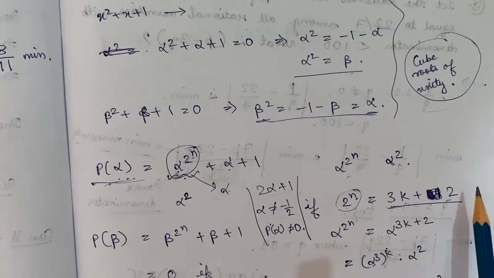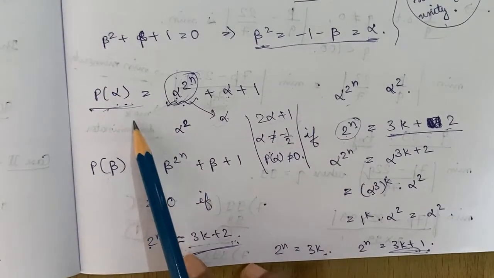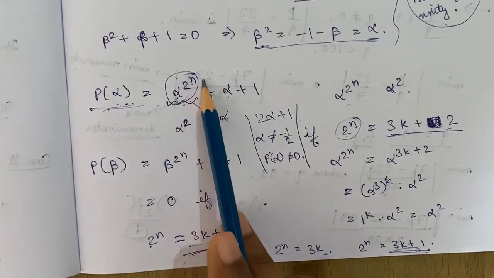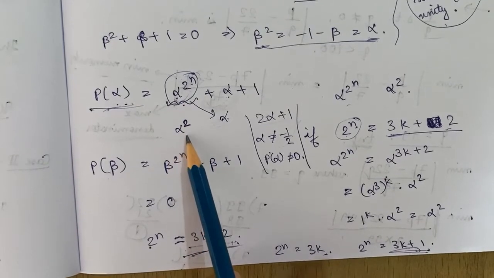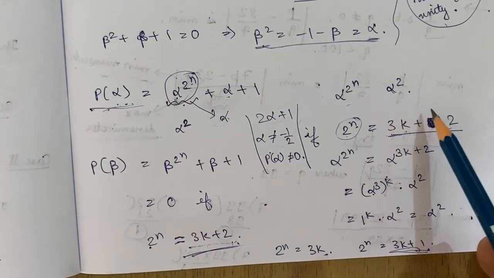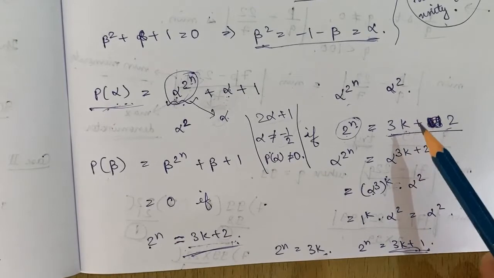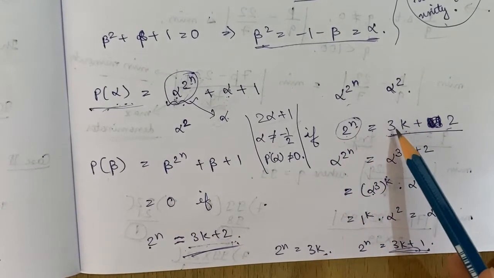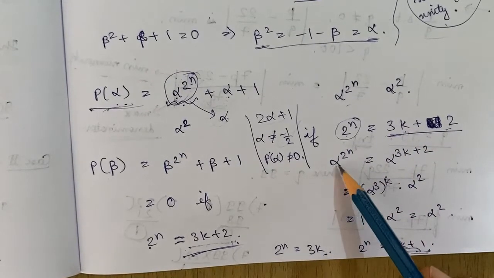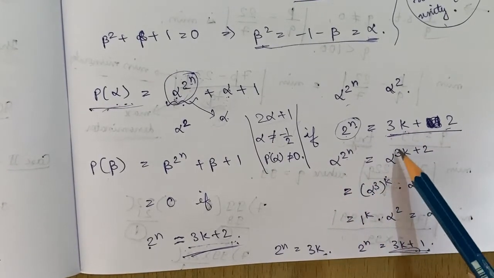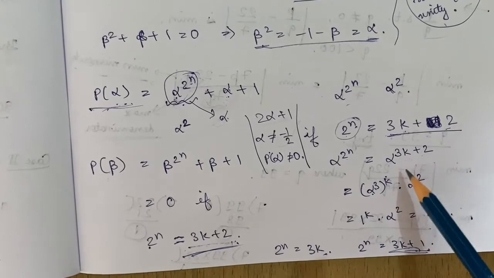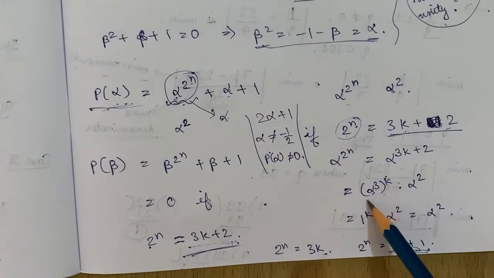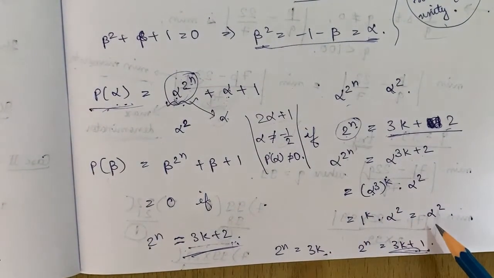So the only way that p of alpha would be 0 is if we set n in such a way that alpha to the power 2 to the power n is equal to alpha square, and this is possible only if 2 to the power n is of the form 3k plus 2. Then alpha to the power 2 to the power n would be alpha to the power 3k plus 2, which is alpha cube to the power k times alpha square, and alpha cube is 1, so 1 to the power k times alpha square would become alpha square.